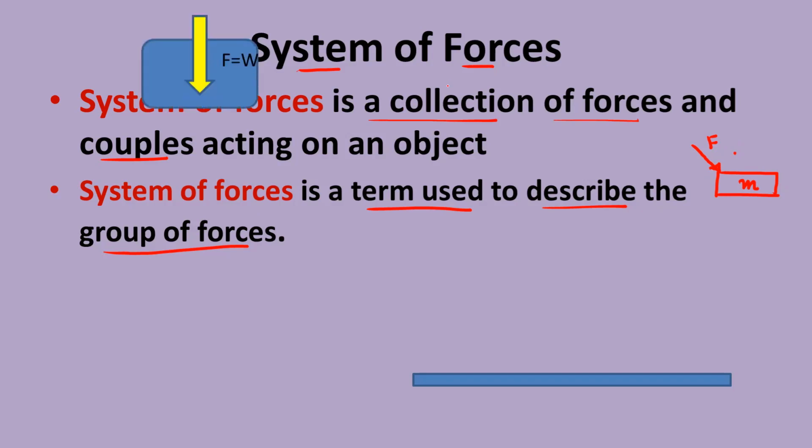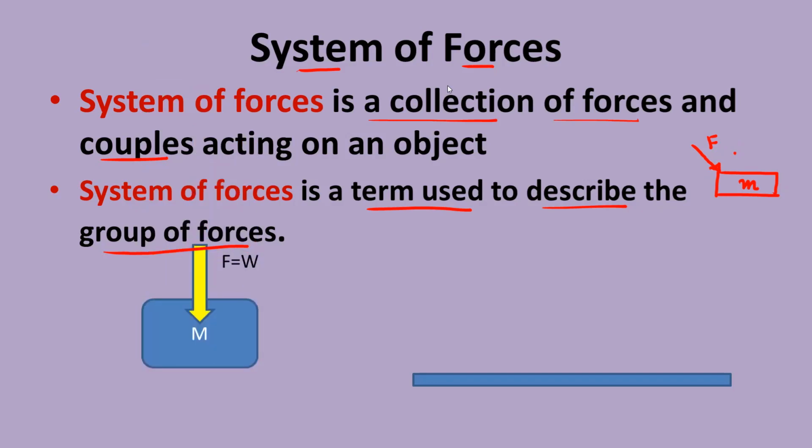So in the example, there is one mass or object having mass m. The force on that object will be the force because of gravity. So F is equal to W, which is equal to mass into gravitational acceleration, that is mg.